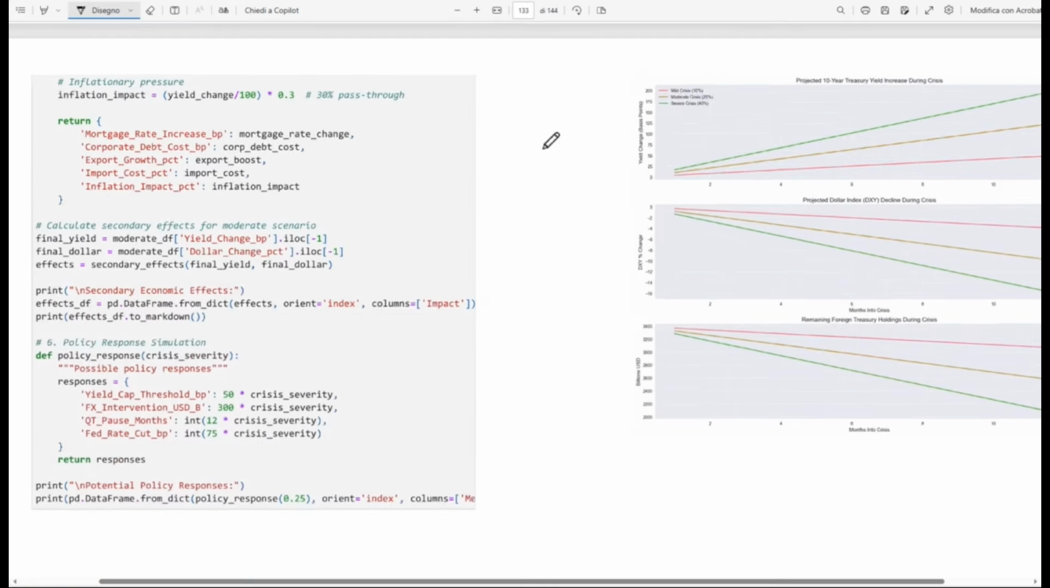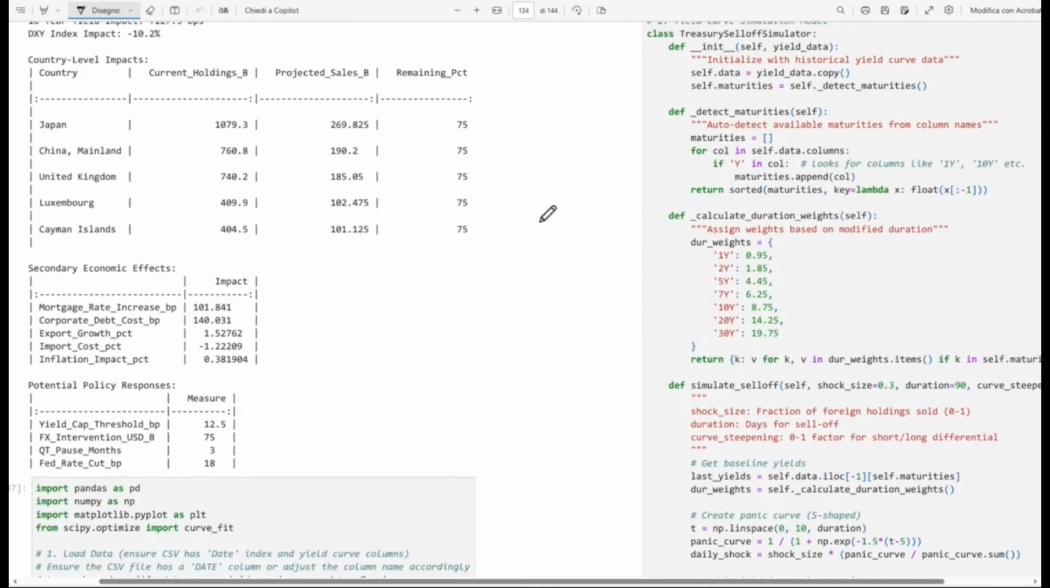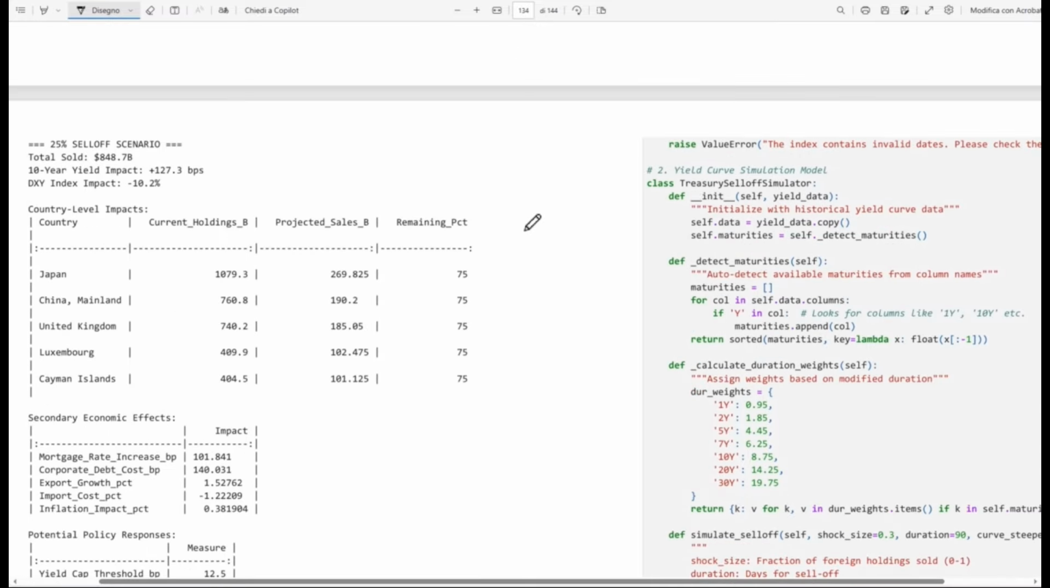So the whole scenario can basically be defined with a simulation. But for example, only in real numbers, only considering the first 5 largest creditors of the United States, if there is a sell-off of 25%, the 10-year is likely to jump by 127 basis points. The dollar index could go down by 10%, and you can see here the projected amount of sales.